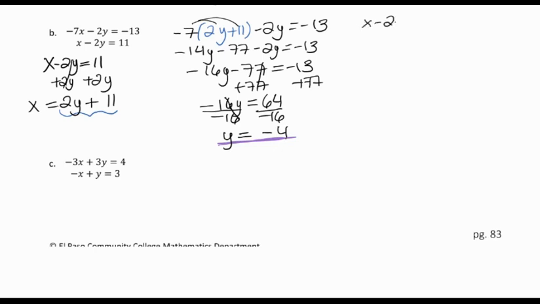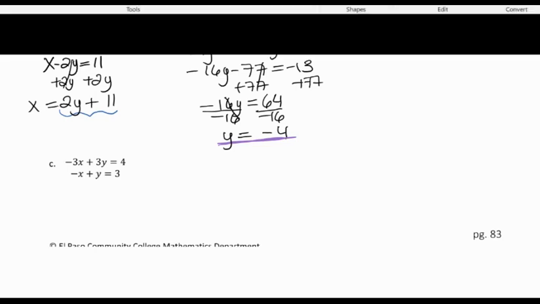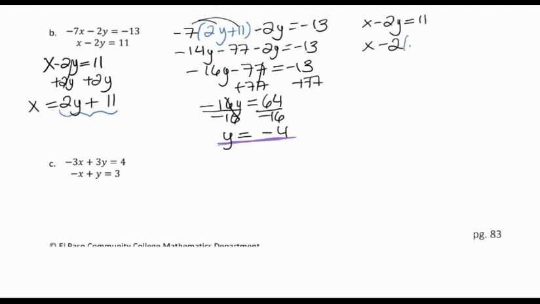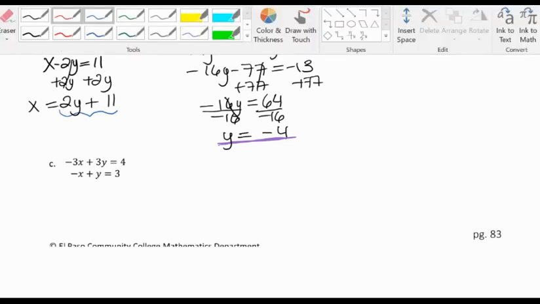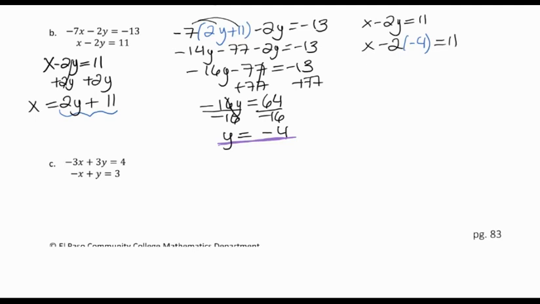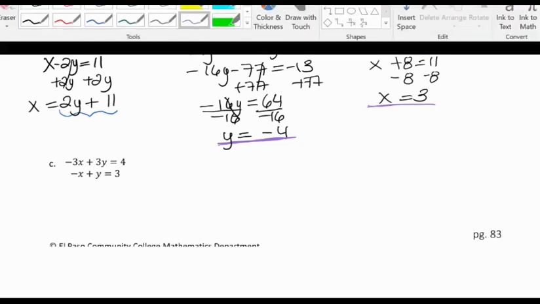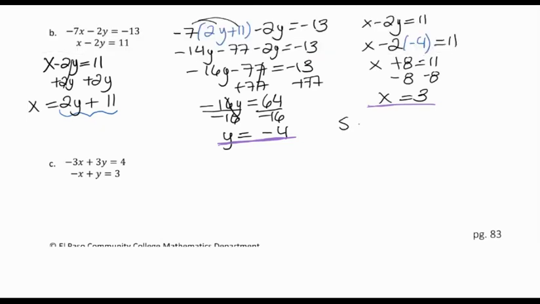So we have x minus 2y equals 11. So x minus 2 times y. But now we know the value of y is negative 4, equals 11. So we have x, negative 2 times negative 4 is positive 8, equals 11. We subtract 8 on both sides. So x equals 3. And again, my solution is an ordered pair. So my solution is 3 comma negative 4.